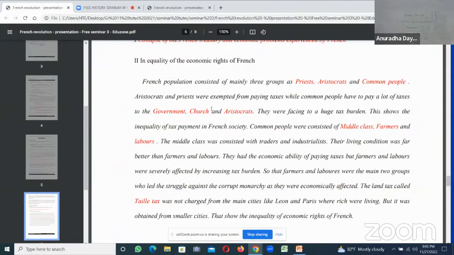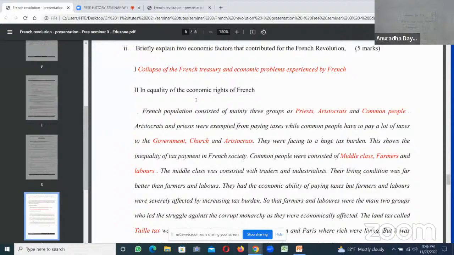The French population consisted of mainly three groups: priests, aristocrats, and common people. Aristocrats and priests were exempted from paying taxes, while common people had to pay a lot of taxes. Two economic factors, right? The government, church, and aristocrats were facing a huge tax burden. This shows the inequality of tax payment in French society. Common people consisted of the middle class, farmers, and laborers. The middle class consisted of traders and industrialists. Their living condition was far better than farmers and laborers. They had the economic ability to pay taxes, but farmers and laborers were severely affected by the increasing tax burden.